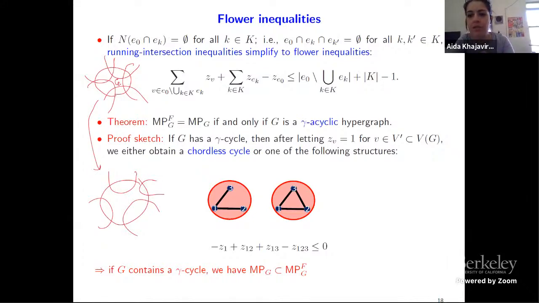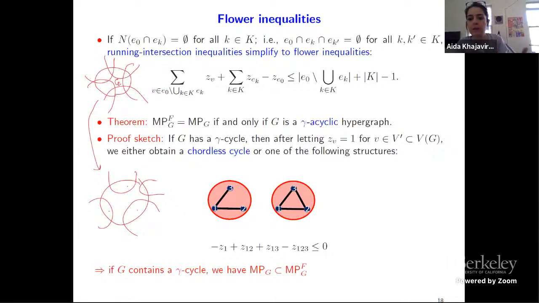Why did I do that? Because in the series of papers we wrote, we first studied these guys and then we generalized them. That's why they have different names. So if the neighboring edges don't intersect with each other, these valid inequalities become much simpler. So we call them flower inequalities.